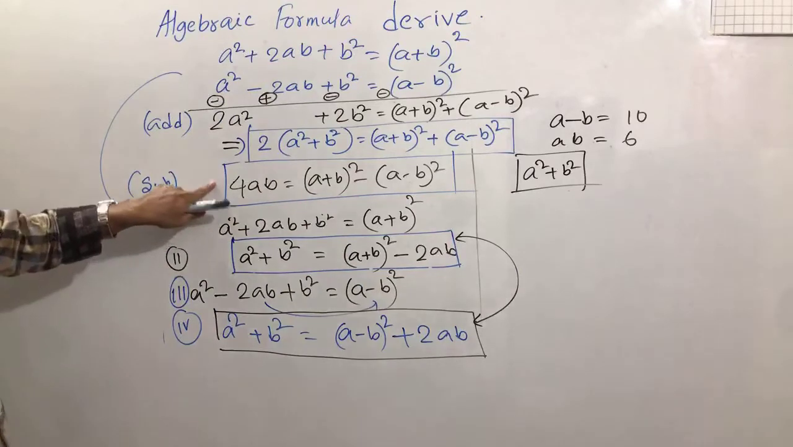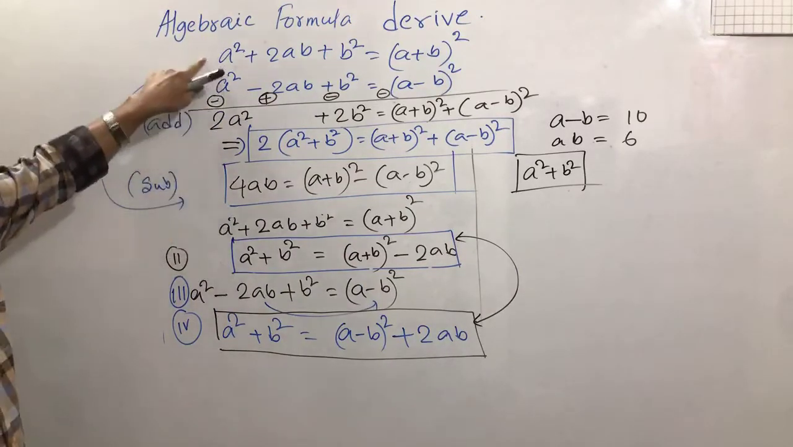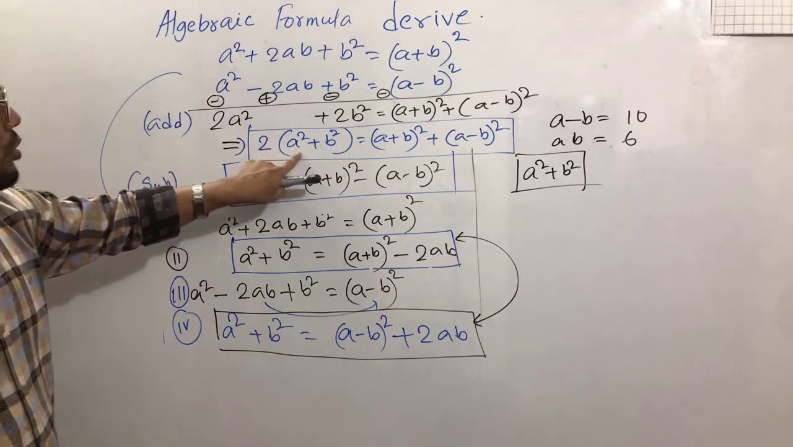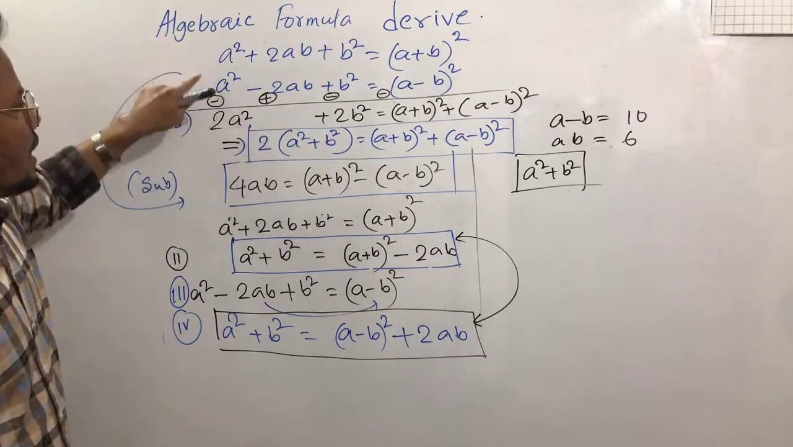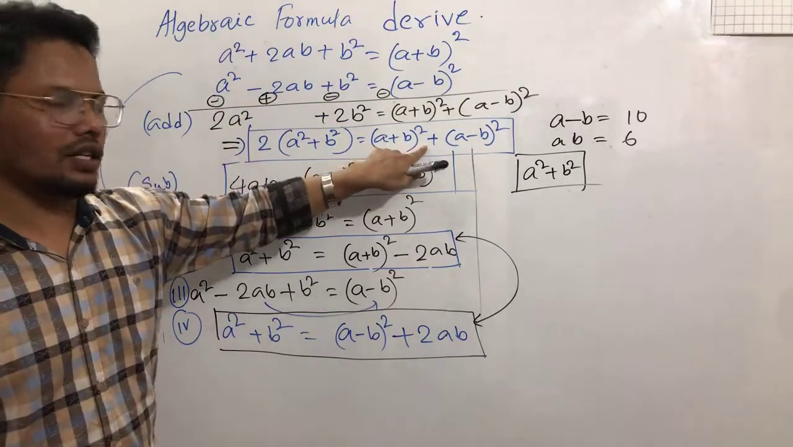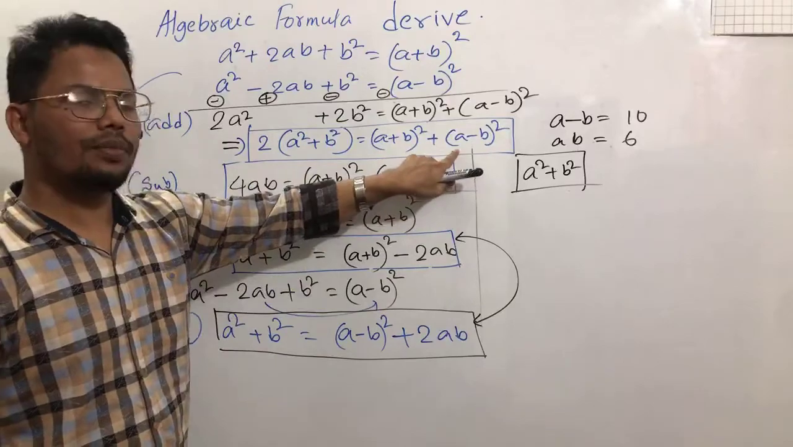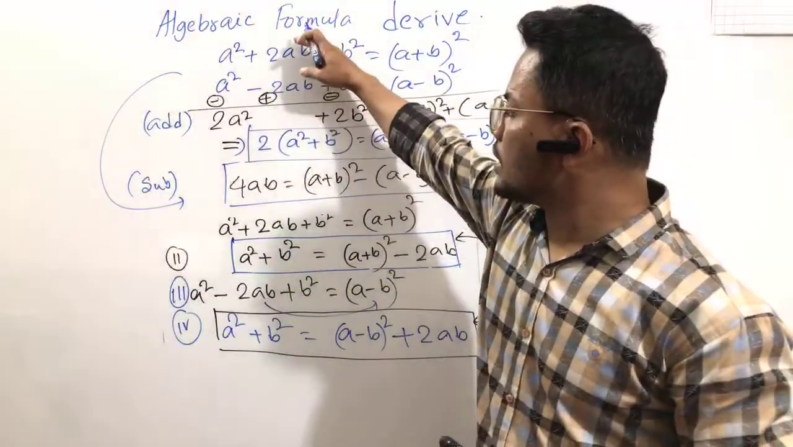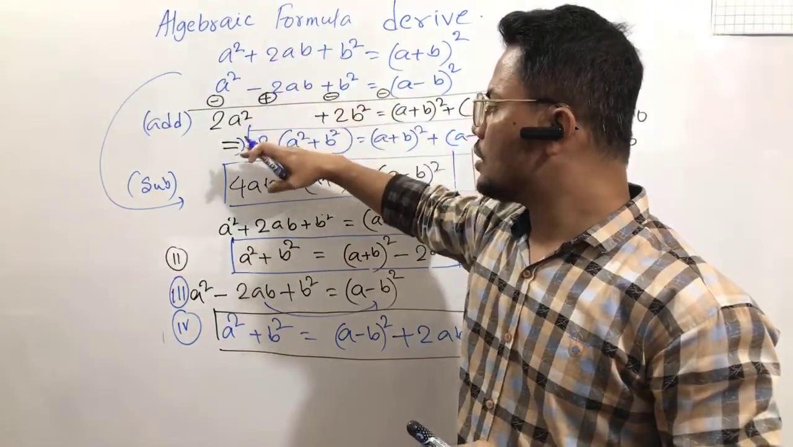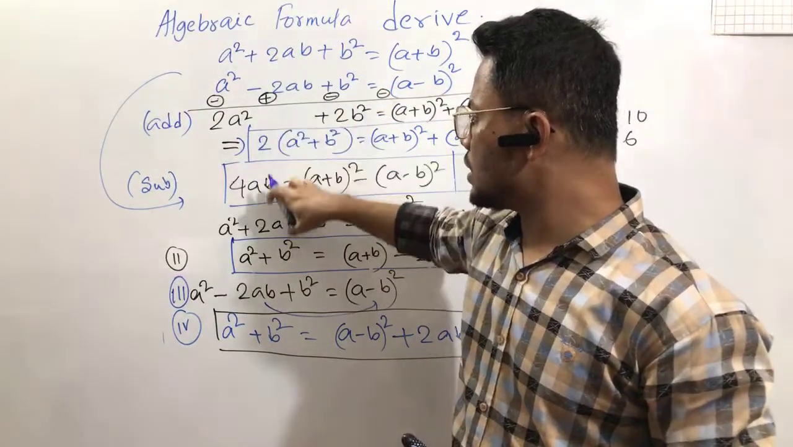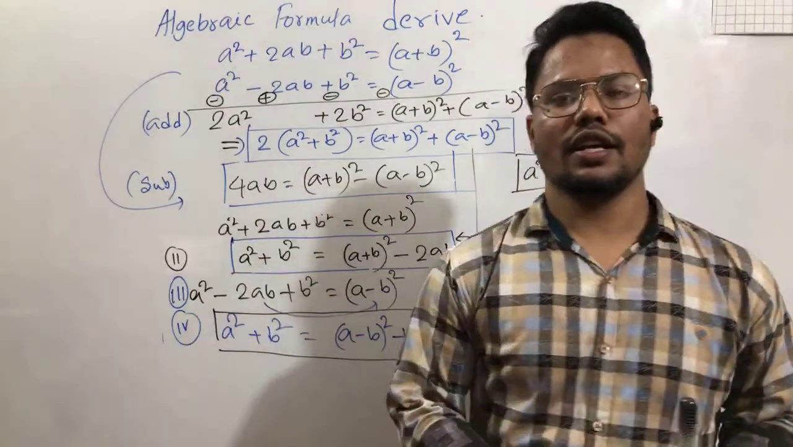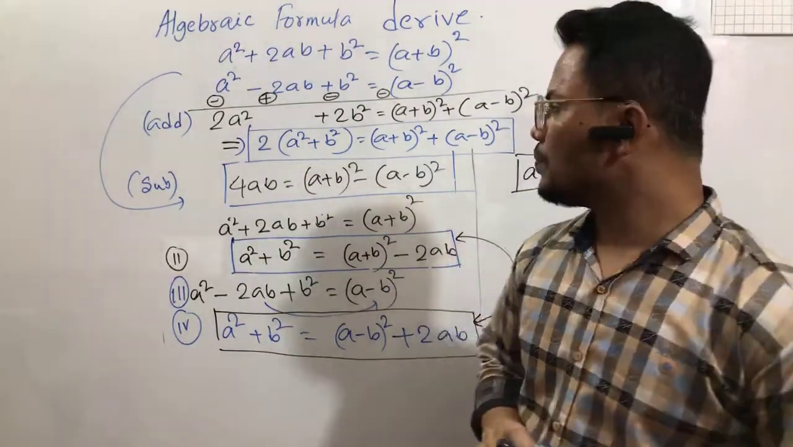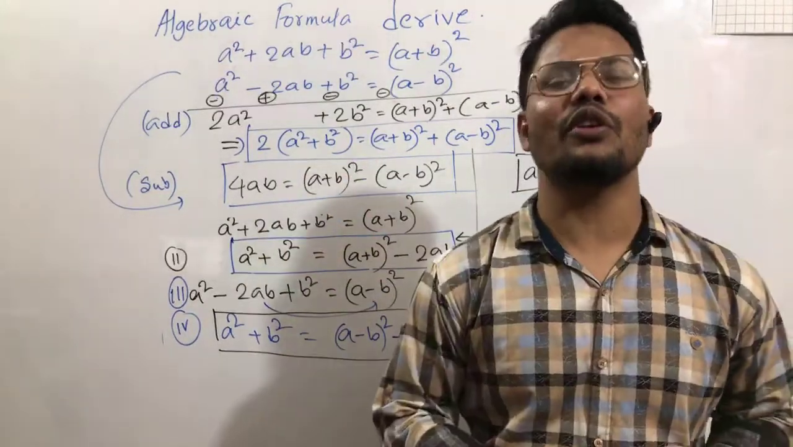So 4 times of AB is the subtraction of the first one and the second one, and 2 times of A square plus B square is the addition of the first one and the second one. So we can derive two formulas, 4AB and 2 times of A square plus B square. By doing the addition, we will get this one, and by doing the subtraction, we will get this one. So dear students, please let me know, is it okay to you or not?